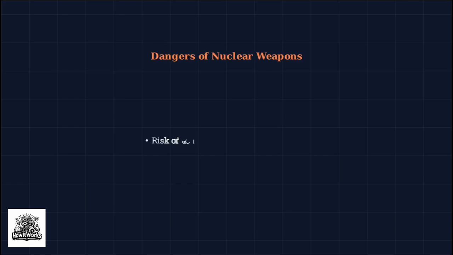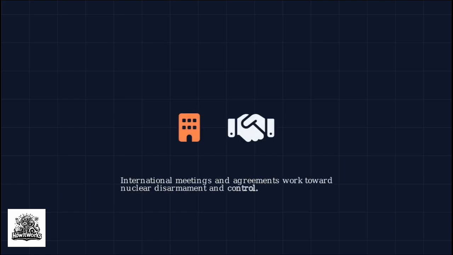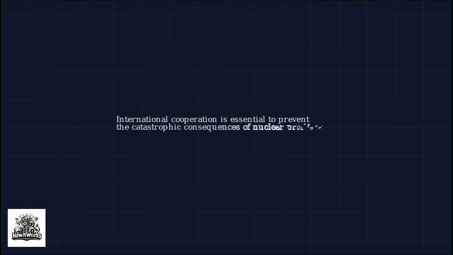The proliferation of nuclear weapons poses severe dangers, including the potential for these weapons to fall into the hands of terrorist organizations, the risk of accidental detonation, and the heightened possibility of nuclear conflict. International efforts, including diplomatic meetings and agreements, are crucial for controlling nuclear proliferation and advancing toward the ultimate goal of nuclear disarmament. In conclusion, strong international cooperation and commitment to nuclear control measures are essential to prevent the catastrophic consequences of nuclear proliferation and to maintain global security.